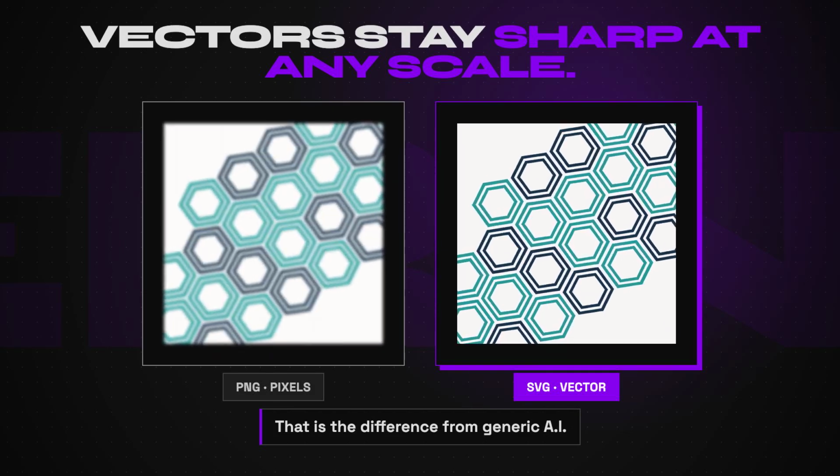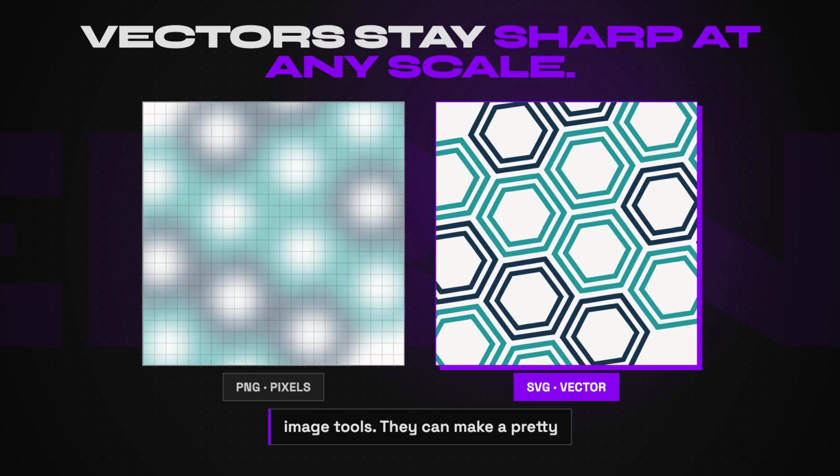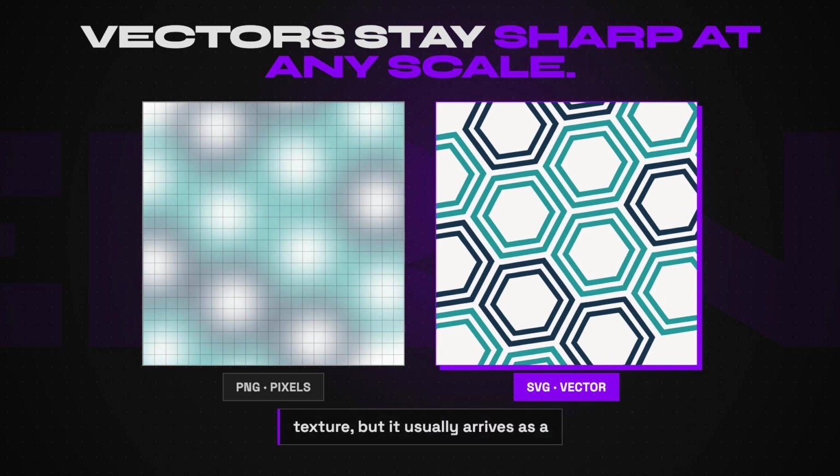That is the difference from generic AI image tools. They can make a pretty texture, but it usually arrives as a raster preview. It may look good once, then fall apart when you need to tile, recolor, resize, or hand it to production. A vector pattern stays flexible.